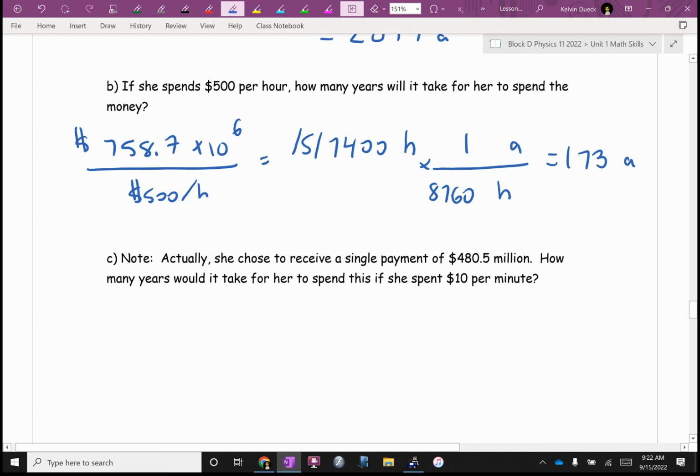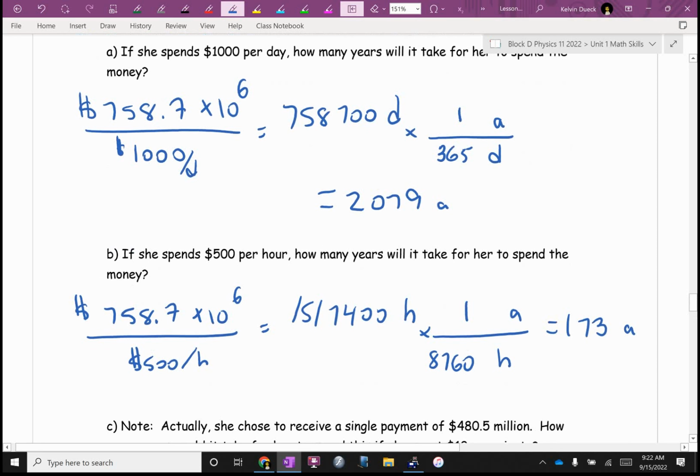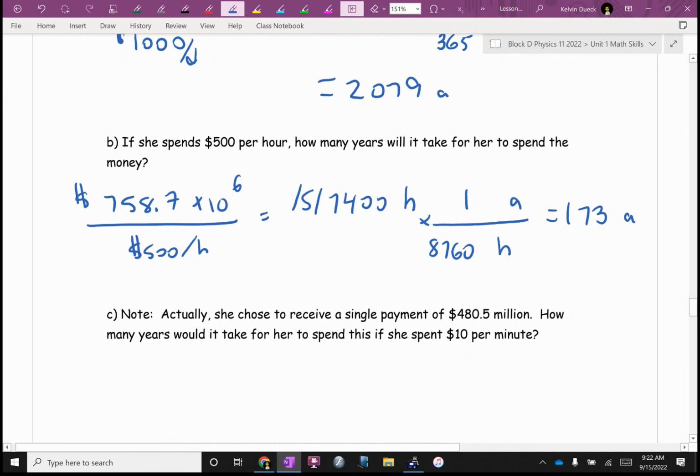Actually, she chose, instead of receiving, normally when you win a lottery, what they do, Colton, is they pay you the prize in installments over 20 years, or you can take a smaller amount up front. So she chose to take the single payment of $480.5 million up front. Why might you take the smaller amount up front instead of the installments over years? Yeah. What if you die? Okay. And people kind of, I want the money now.